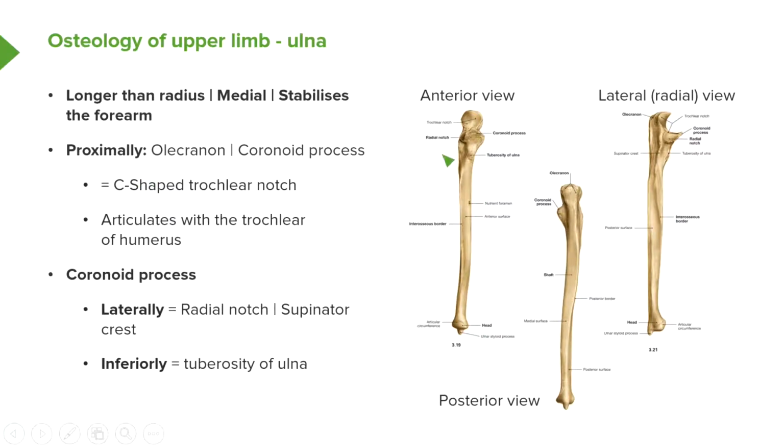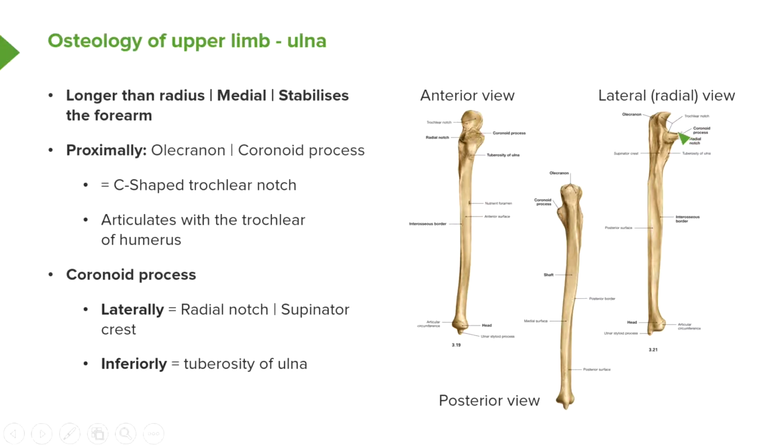So proximally up here, we have the olecranon. We can see that here on the posterior surface, and here on this lateral view, we can see the olecranon. And that proximal extension of the ulna helps to form this C-shaped cavity, and this C-shaped cavity is known as the trochlear notch. We can see we've got the trochlear notch here. We can see we've got the olecranon, this C-shaped notch, which gives rise to this coronoid process.